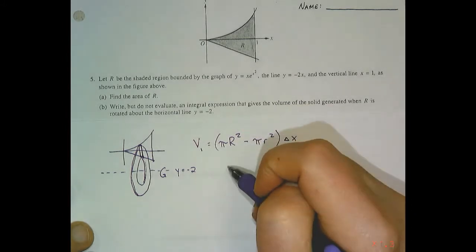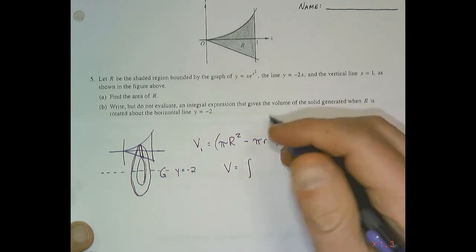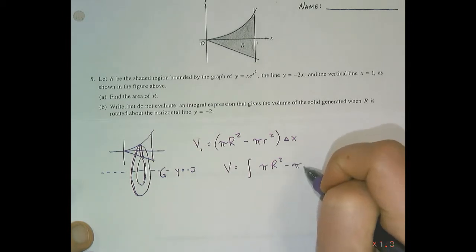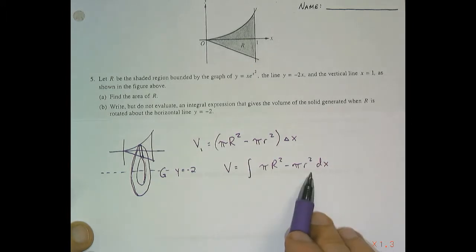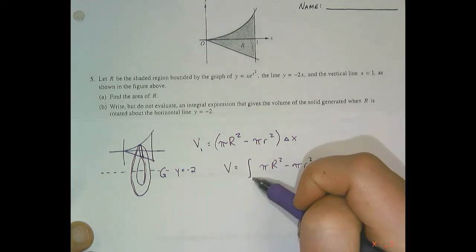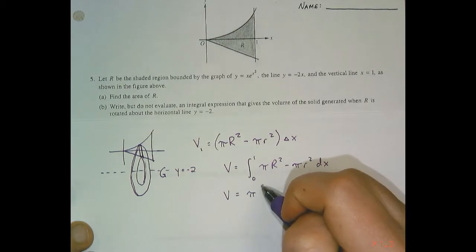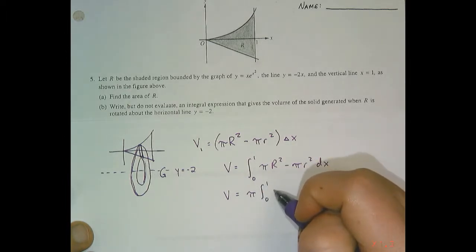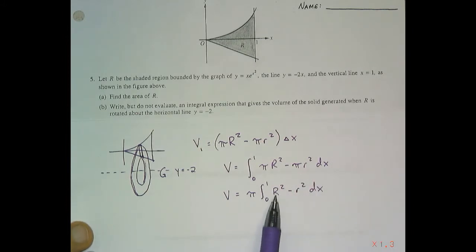And if we then sum up all of the washers, pi big R squared minus pi little r squared, that are infinitely thin, this will give us the volume of revolution. And again, we're going from 0 to 1. So the general formula that we use for volumes of revolution is pi integral big R squared minus little r squared dx. And we have to identify what is our big radius and what is our little radius.